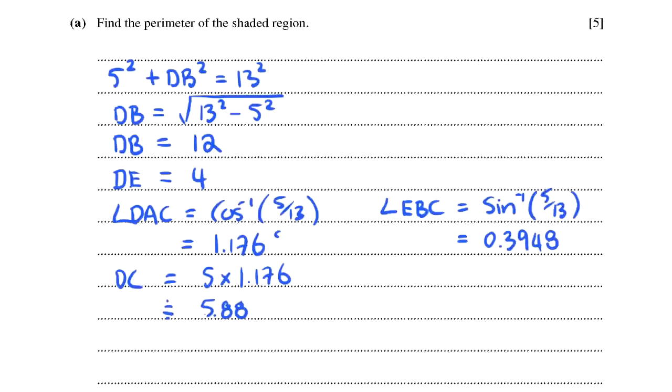Okay. Once we know the angle, we can find out the length of the arc CE quite easily. It's r theta, which is going to be 8 times that. All right, let's write it. 8 times 0.3948, which equals approximately 3.158.